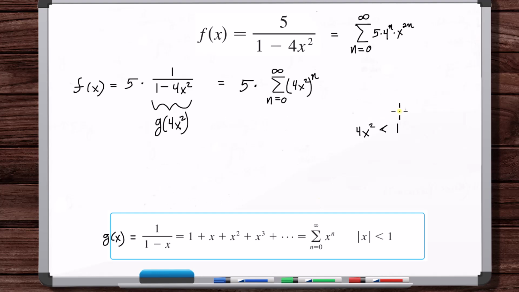Okay, but just checking for what we just solved: when is the absolute value of 4x squared less than 1? That's when x is between minus 1/2 and 1/2. But that didn't tell us anything about the endpoints. So we've got the radius of convergence. It's 1, or no, it's 1/2. But what about the endpoints?